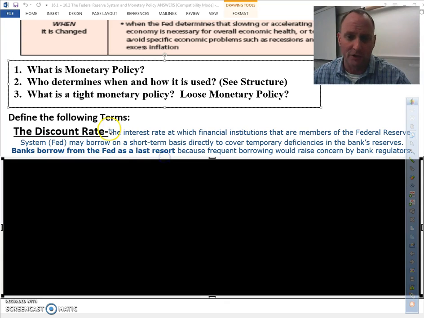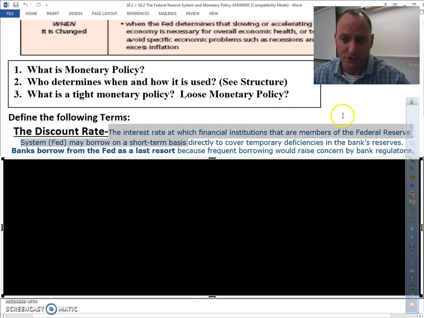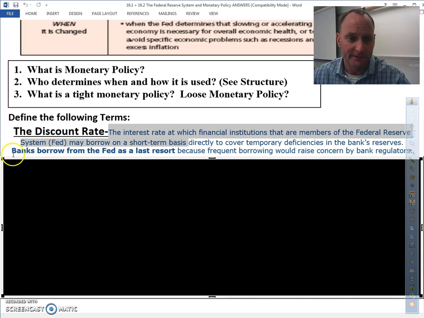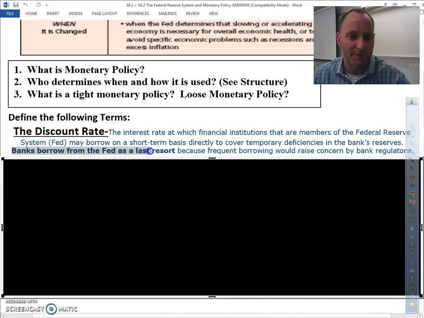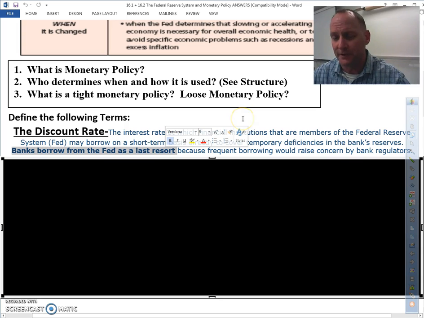The first one is called the discount rate, or right next to that, the discount window. Just write the part I'm highlighting, don't write all of it. This is the interest rate at which financial institutions that are members of the Federal Reserve, that we just talked about, may borrow on a short-term basis. Typically, banks borrow from the Fed at the discount window as a last resort. So this might be, for instance, an emergency.